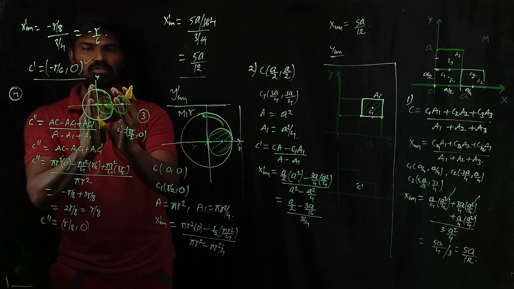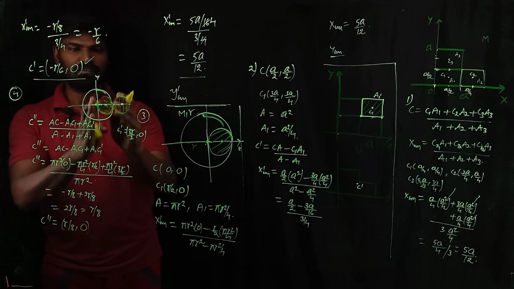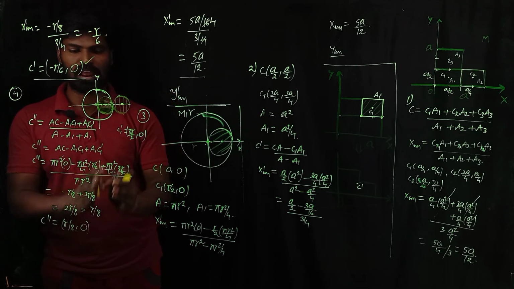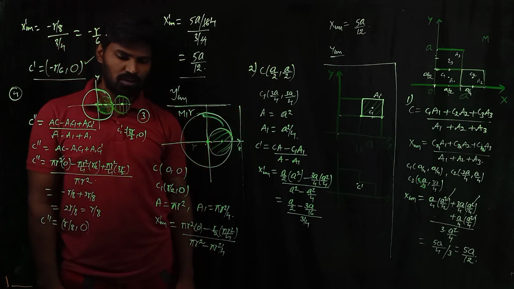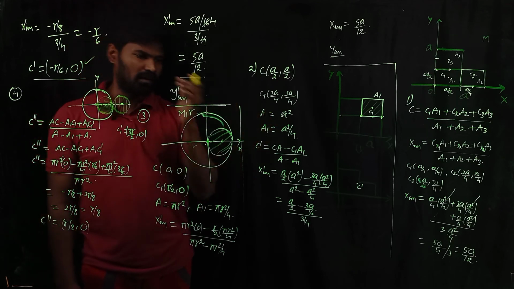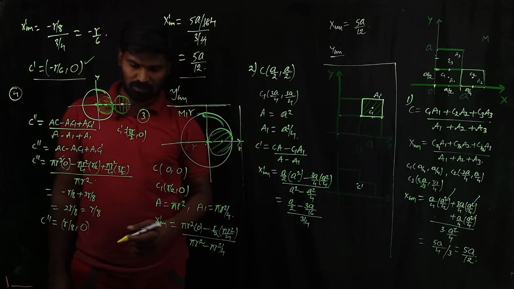So when some portion is removed, you subtract it. When some portion is added, simply add it like this. This is how we can calculate the center of mass of a composite system. For practice purposes, you solve this problem.